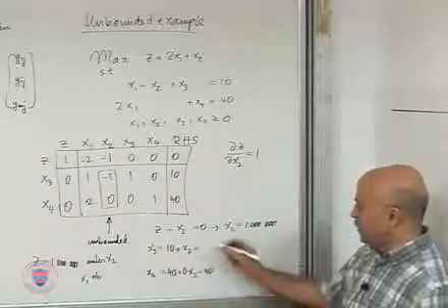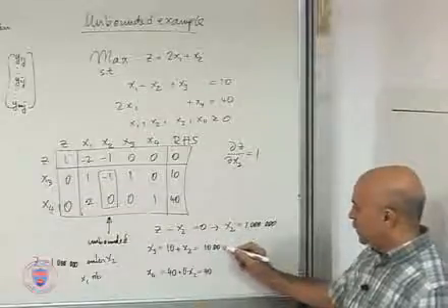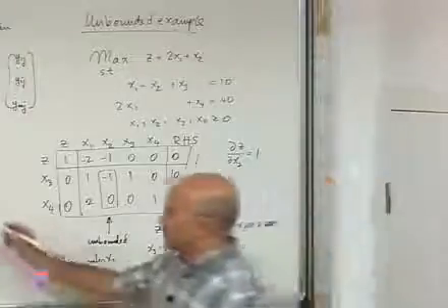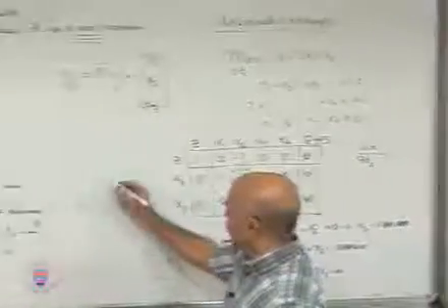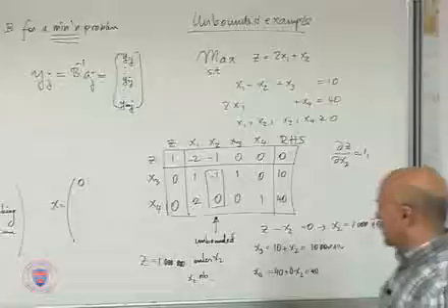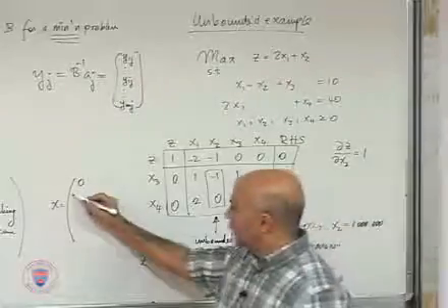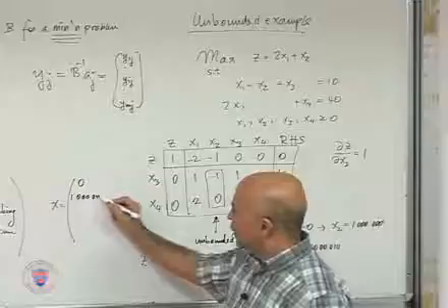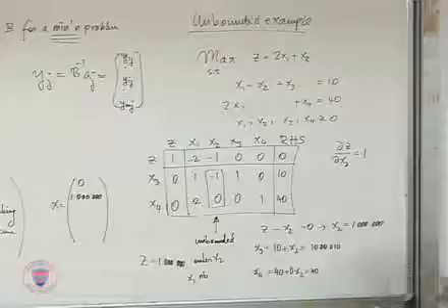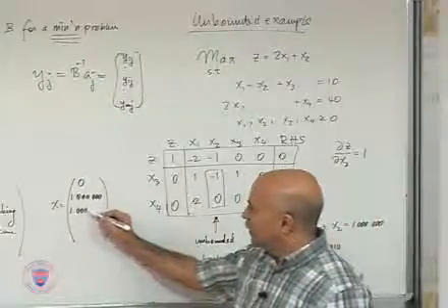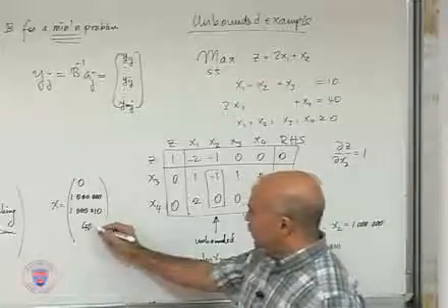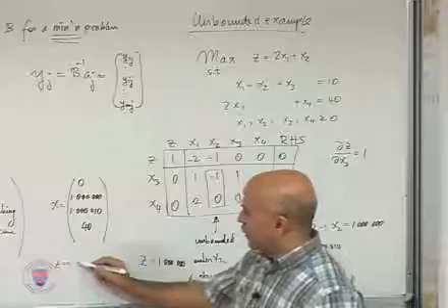How much will it be? 1,010,000. That's how much it will be. So the solution we're talking about has a 0 for x1 because it's non-basic. x2 is 1 million. I should have picked a smaller number, too many zeros here. x3 is 1,010,000. x4 is 40. And z is clearly 1 million.